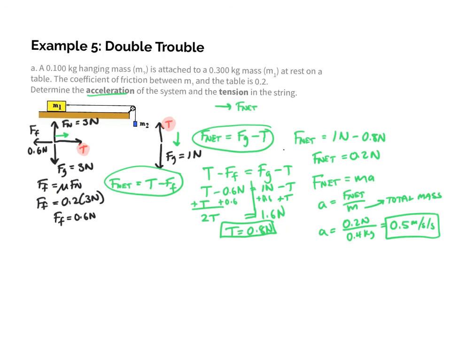I'm going to skip the last example, example 6, because that one's a little sassy. It's kind of combining inclined planes and double mass systems. So we'll skip that. We'll save that for class.